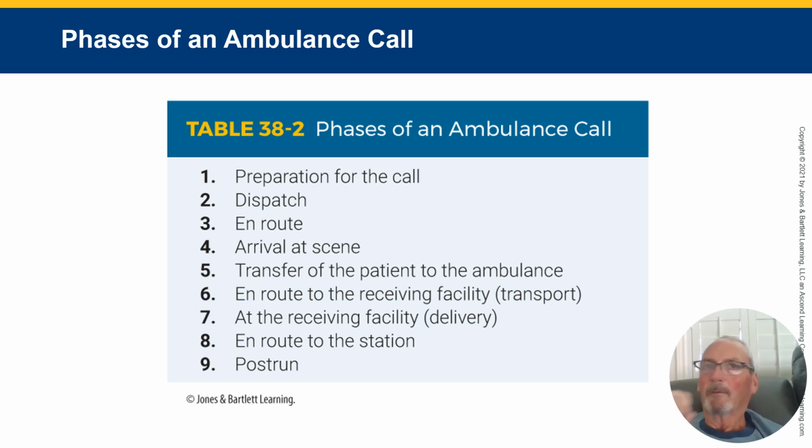Now, we don't have to get on the radio and tell them we're transferring the patient to the ambulance at this time. We just have to advise when we arrive on scene and then when we go en route to the receiving hospital. We need to let them know when we get to the receiving facility, when we clear the hospital and go back en route to the station, and then when we're post-run is when we check available.